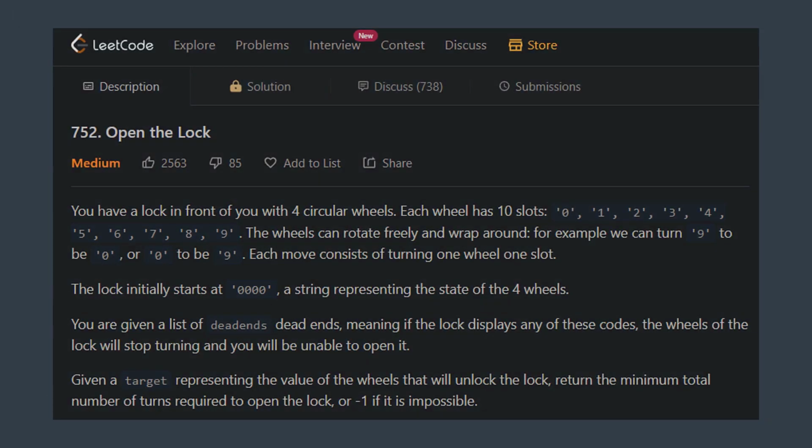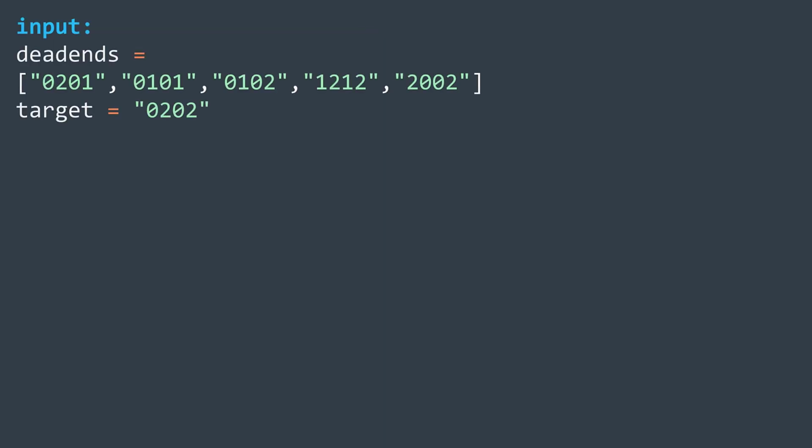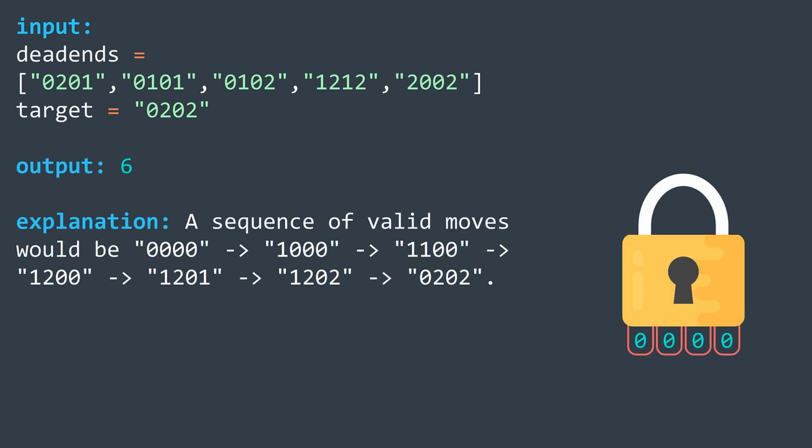For example, in the open the lock problem, we have a lock with 4 circular wheels that we can rotate in both ways. And we have some dead ends, states where the wheels stop turning and the lock can't be opened. The goal is to find the smallest number of moves to go from 0000 to a target. For example, we have target being 0202 and these dead ends. The minimum number of moves is 6. 0000, then 1000, then 1100, then 1200, then 1201, then 1202, then 0202.